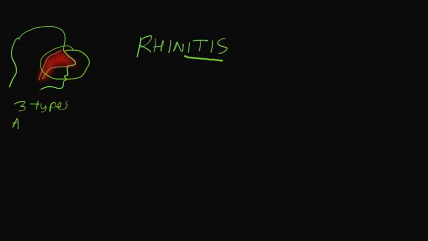The most common one is allergic rhinitis. The second most common is viral rhinitis. Viral rhinitis is also known as common cold. Another type of rhinitis could be non-allergic. Allergic rhinitis is basically due to the presence of an allergen. The allergen could be anything like dust, mold, or pollen.